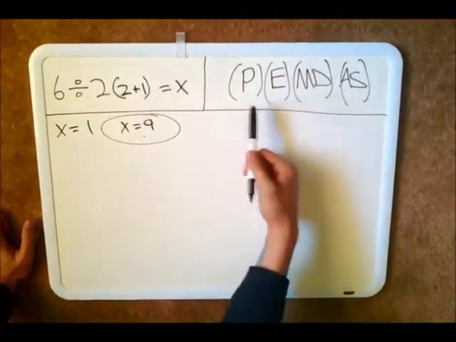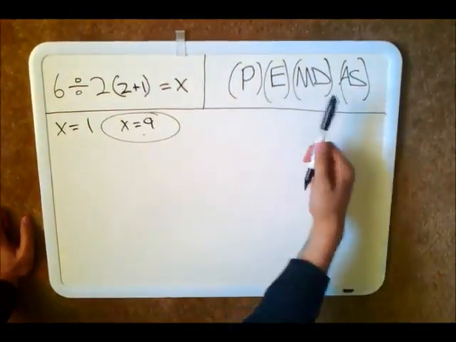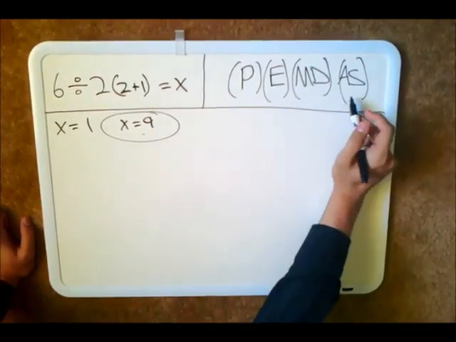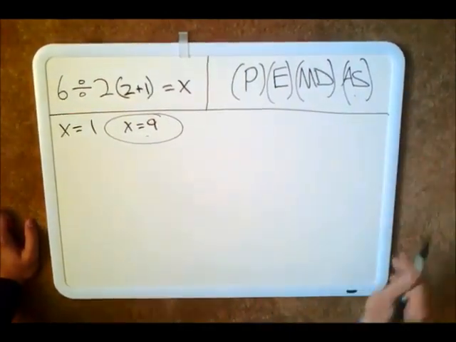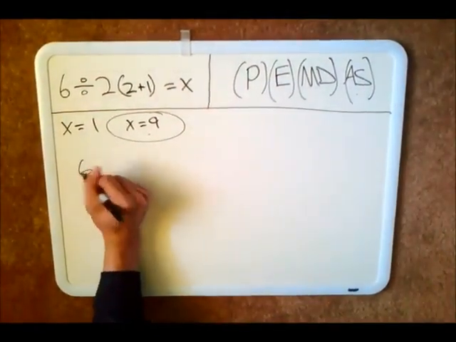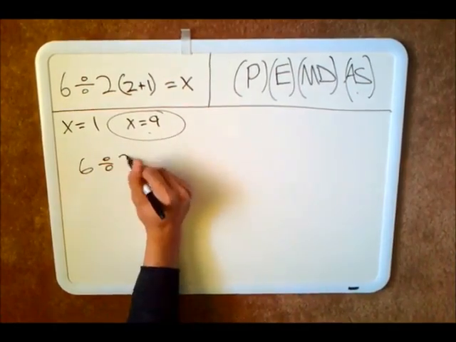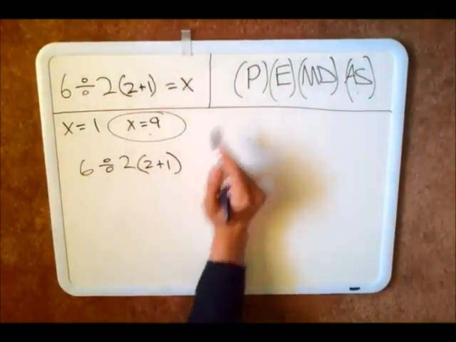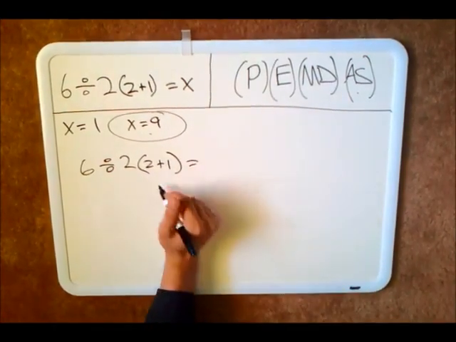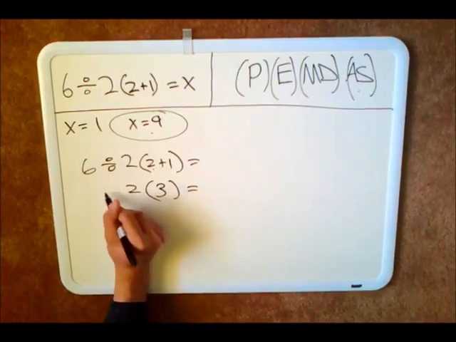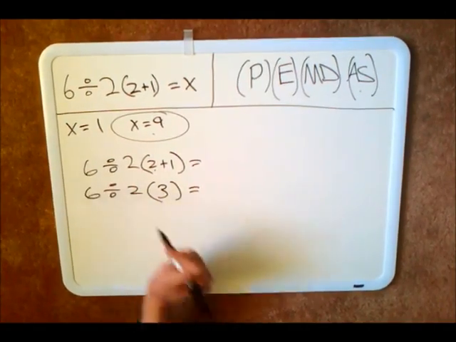First of all, the order of operations goes parentheses, exponents, multiplication and division, whichever comes first from left to right, and addition and subtraction, whatever comes first from left to right as well. So, to start the problem, we have 6 ÷ 2(2 + 1). The first step in order of operations is parentheses. You do the 2 plus 1, and you get 3. Bring down the 2, the division sign, and the 6.